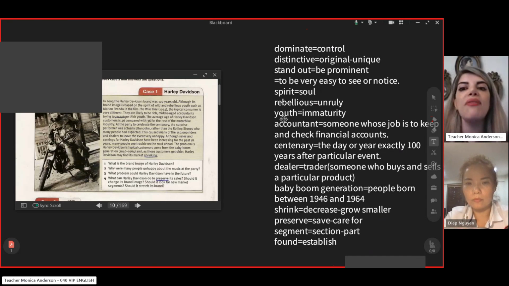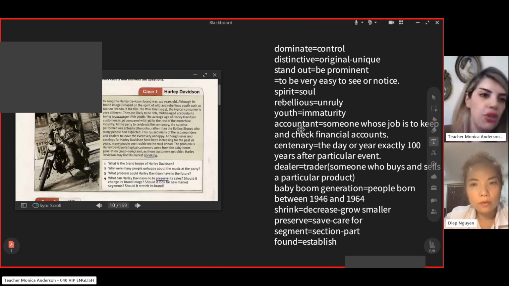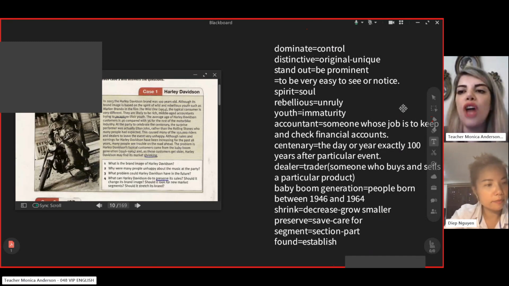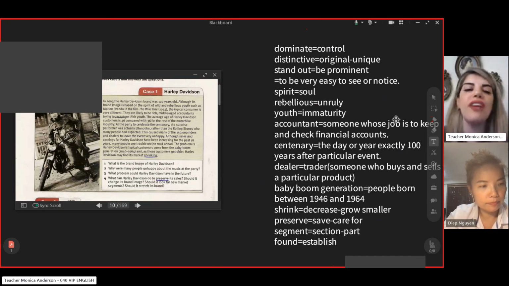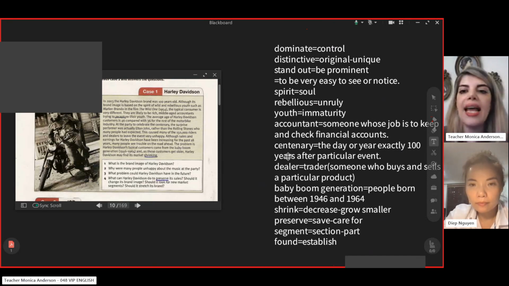And we have youth, which means immaturity. Maybe the period of time when people are young, we say this is youth. The duration of time that people are young, immature or young. Accountants, you know this. Someone whose job is to keep and check financial accounts. And we have centenary. What does it mean?